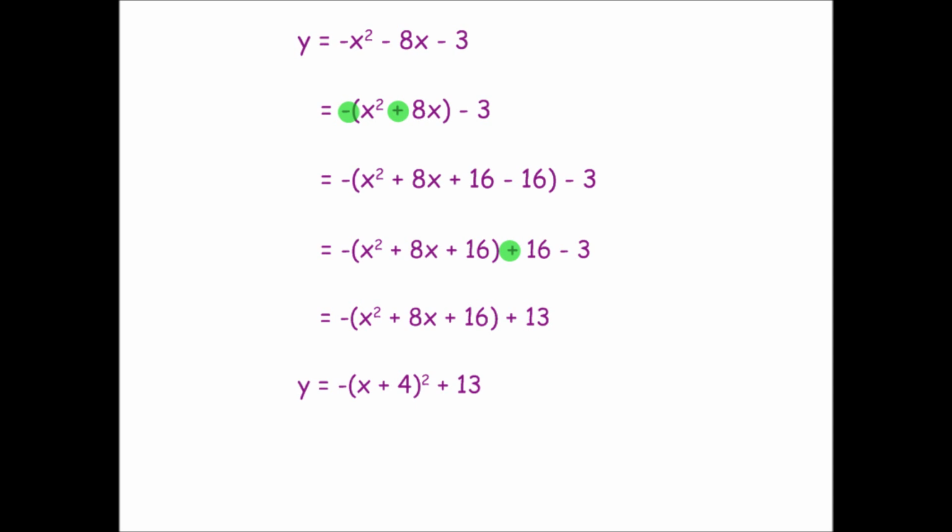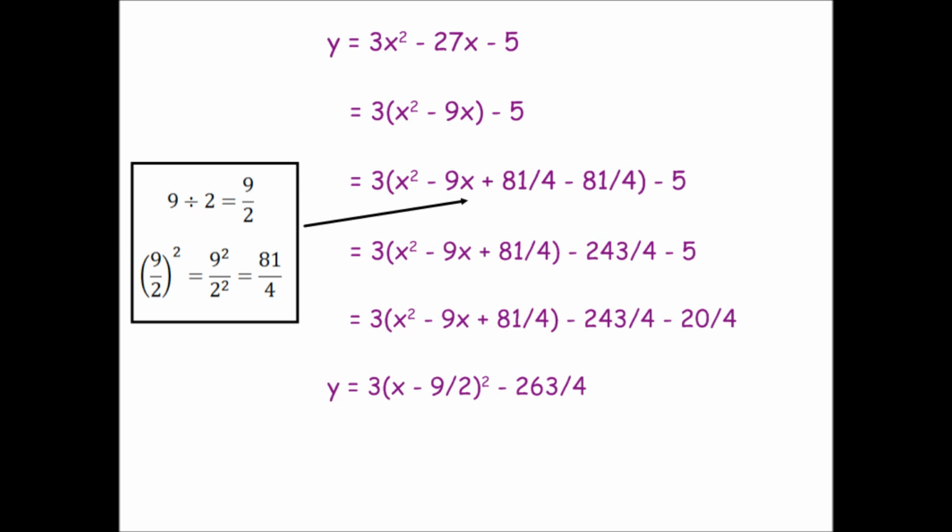The last example I have is what happens when we have a fraction involved. That's there to help you. Make sure you pay attention to taking the 9, dividing it by 2, and then squaring it. We actually end up with 81 over 4. And when that comes outside the bracket, in this case, we have to multiply that by 3. So 81 times 3 becomes minus 243 over 4, and then we combine that with the minus 5 on the end to come up with our k value.